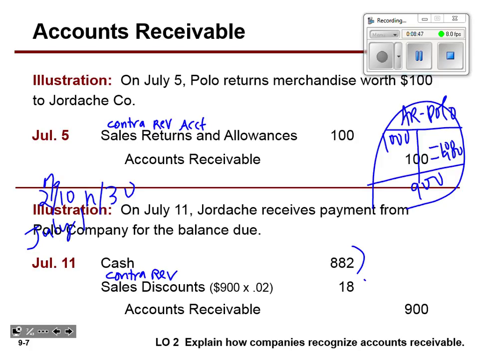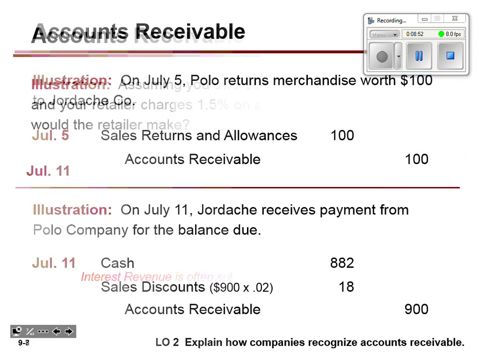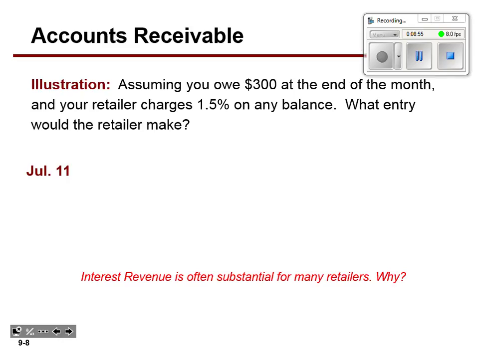None of what I just showed you was new. We've done this before. It's just kind of like, oh yeah, that's how you do it. Let's throw this one in there. Assume you owe $300 at the end of the month and your retailer charges 1.5% on any balance remaining. Sounds a lot like a company credit card or like a Scheels credit card or a Cabela's credit card, right? When you go run around and apply for retailer credit cards and you don't pay your bill off every month, you get a little interest on any remaining. So what would the entry be for the retailer?